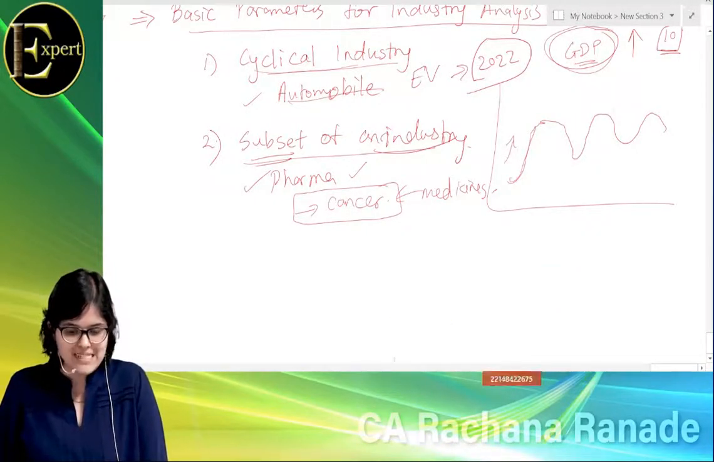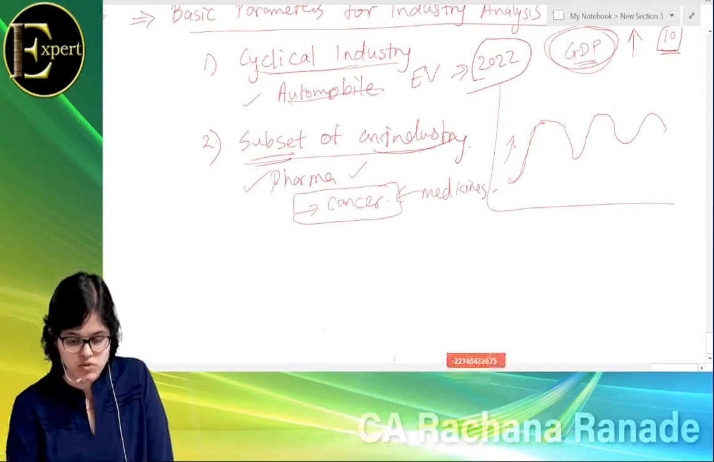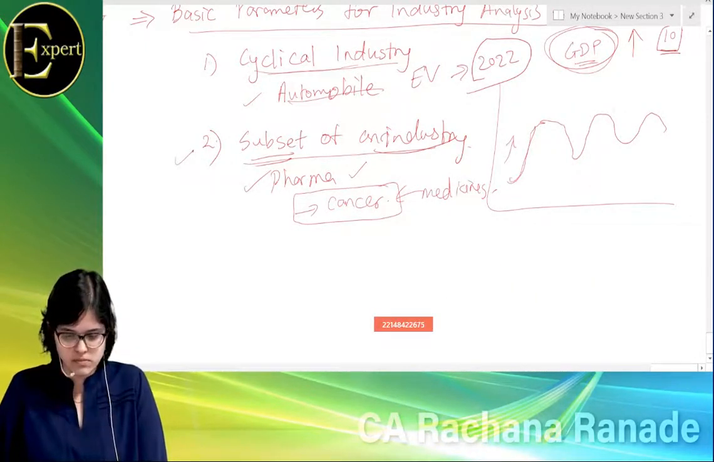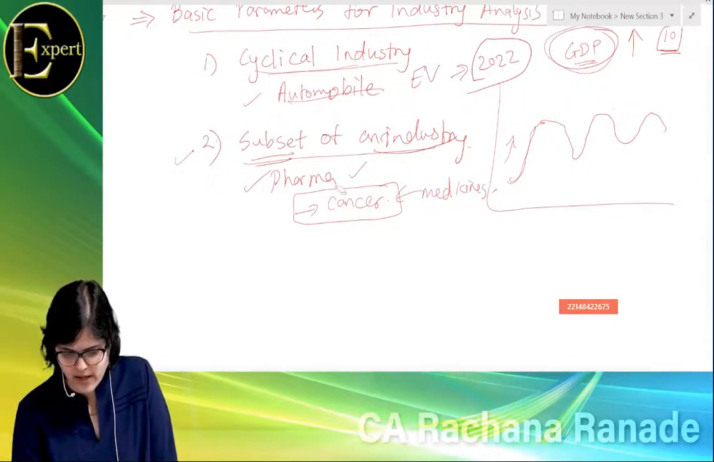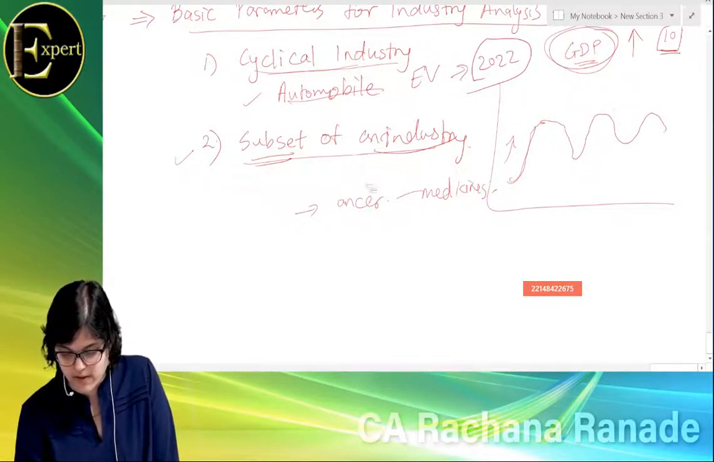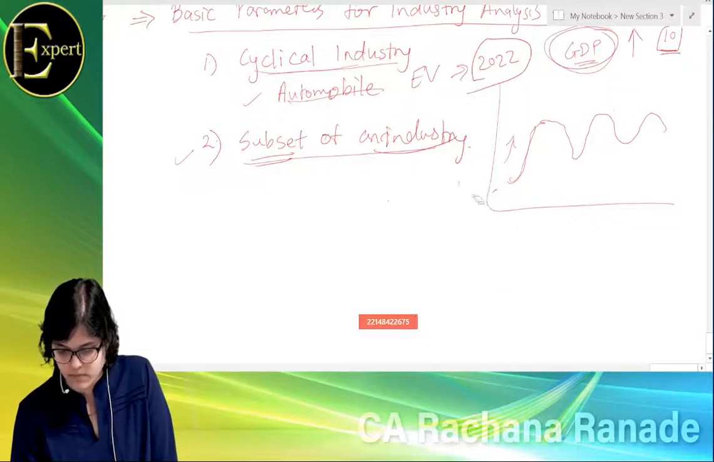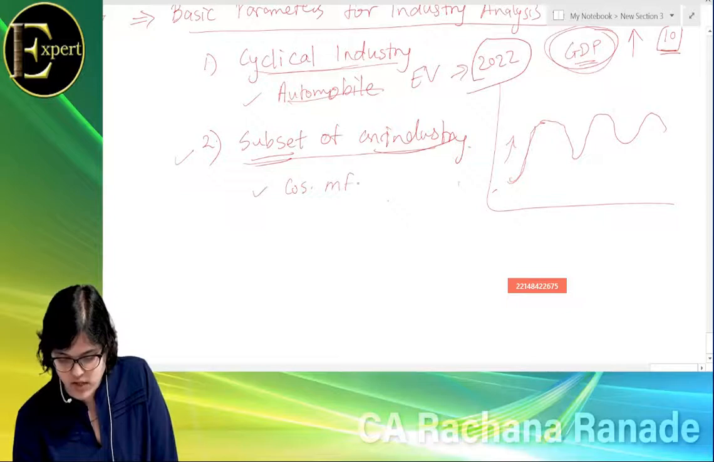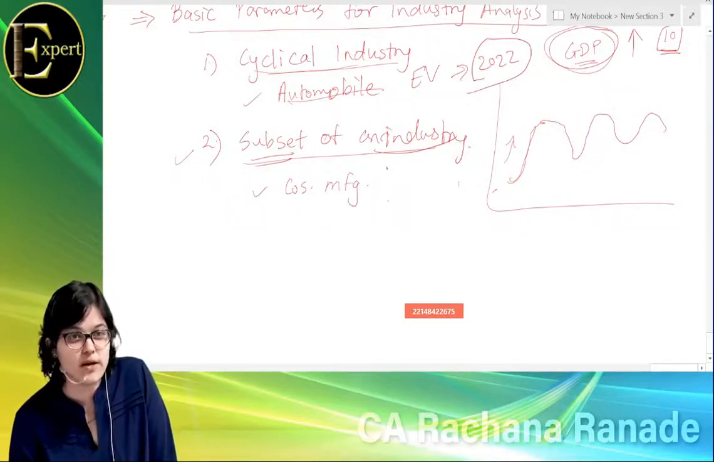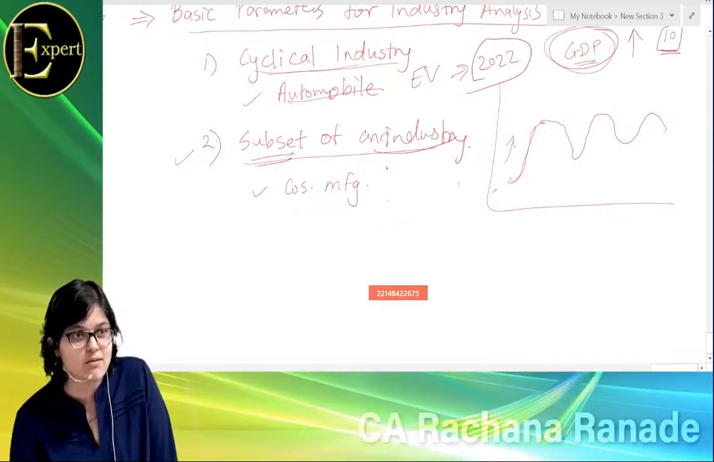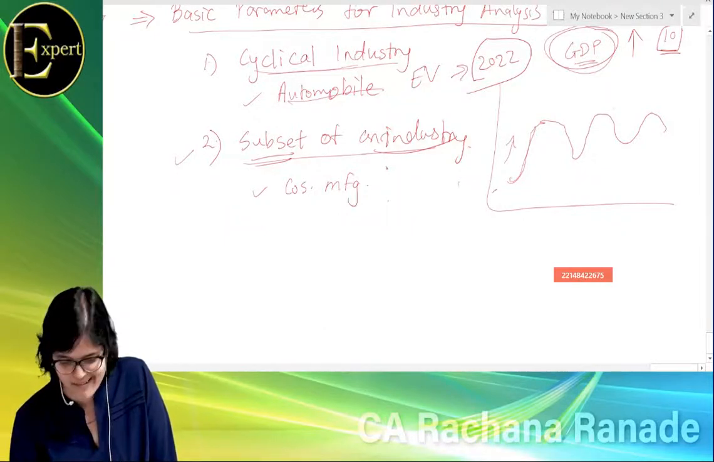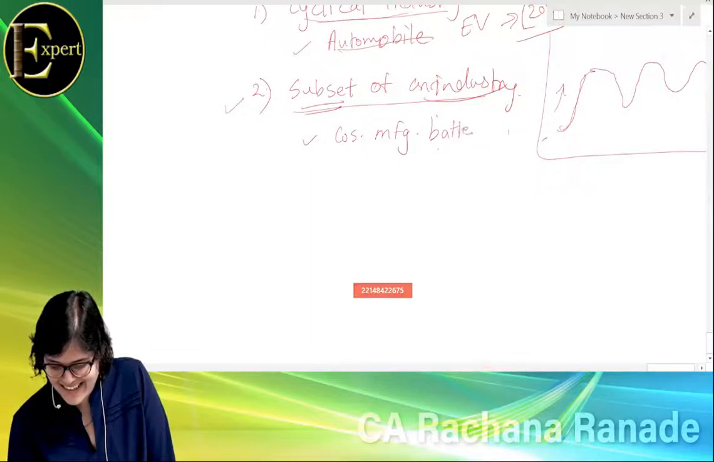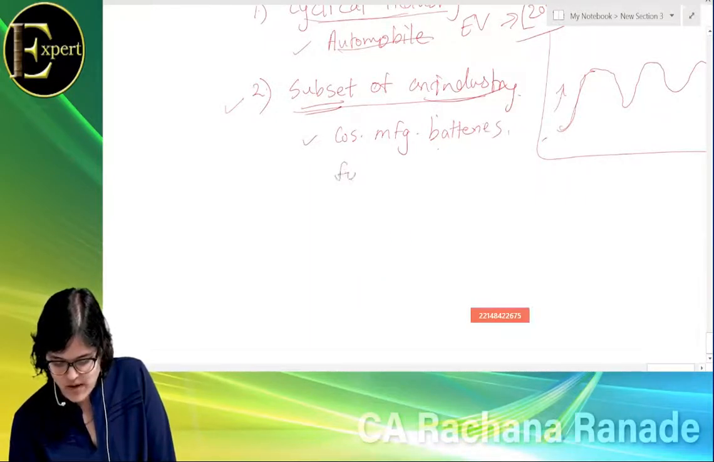Okay. The second point is to try to analyze a subset of an industry. If you want, we can continue with the same example of automobile only. What could be a subset? Companies manufacturing, what is that? Ion and lithium. Is that so? We'll write batteries only. Manufacturing batteries for electrical vehicles.